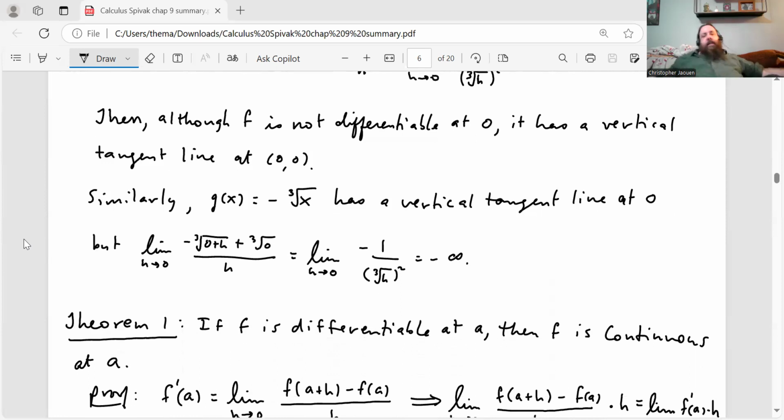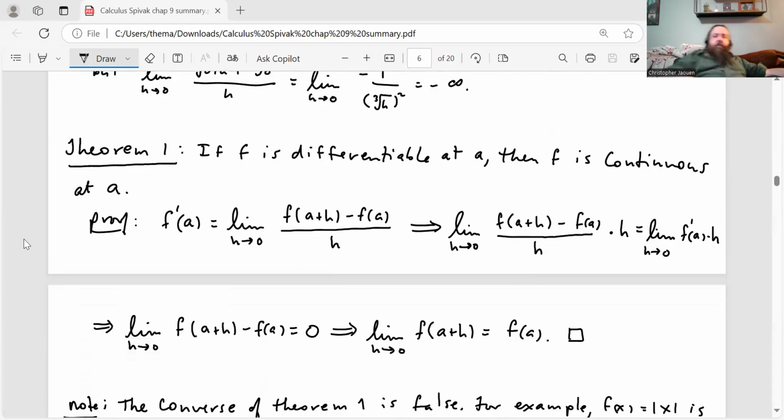And a similar thing happens for the negative of the cube root function, only we would say here that the derivative becomes negative infinity, or the limit of the difference quotient goes to negative infinity as h goes to zero. So again, you get that vertical tangent line there.